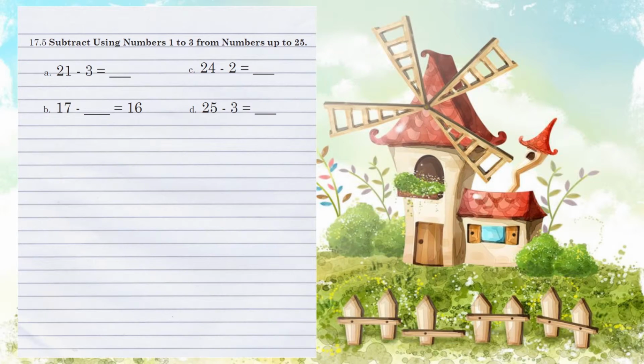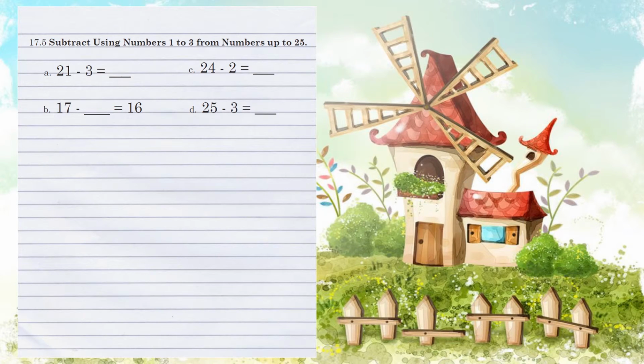Unit 17.5, subtract using numbers 1 to 3 from numbers up to 25. Example A, 21 minus 3. Now if we use the technique of taking the ones position and subtracting, we run into a problem here. You can't take 3 from 1. You can't take 3 away from something you don't have.